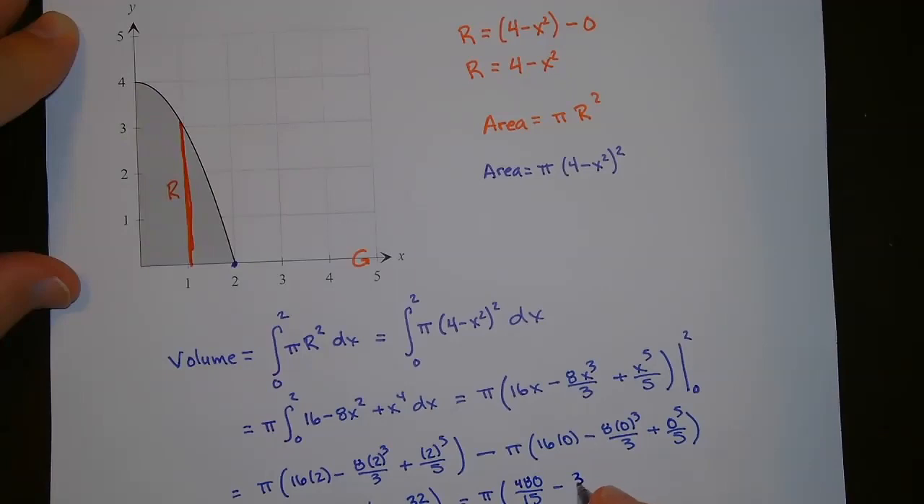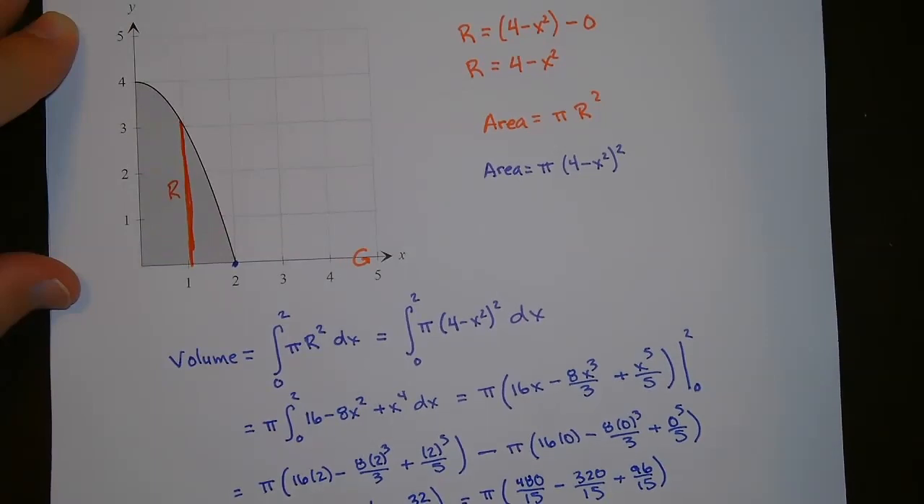And that'd be 320 over 15. And then this one, we'd have to multiply by 3 over 3. So that'd be 96 over 15. And then that would turn out to be pi times 480 minus 320 plus 96, and you get 256 over 15. Or this would be written as 256 pi over 15.